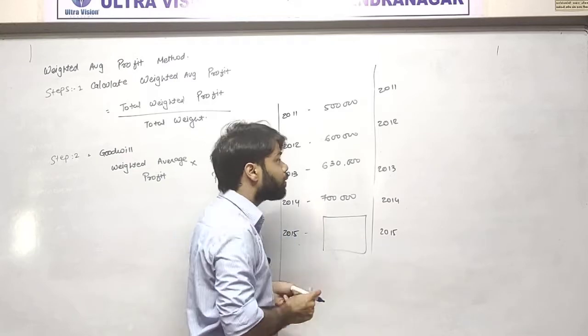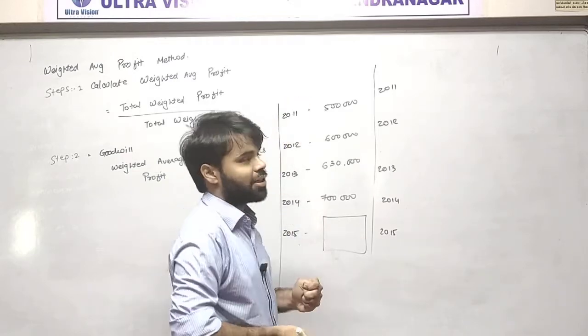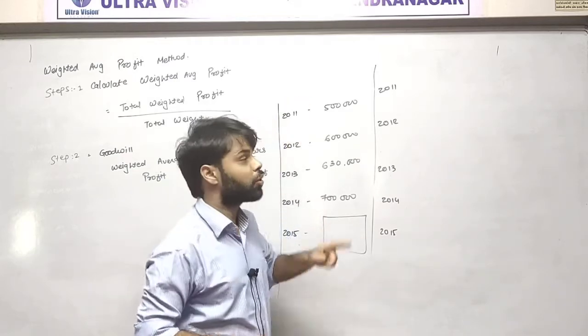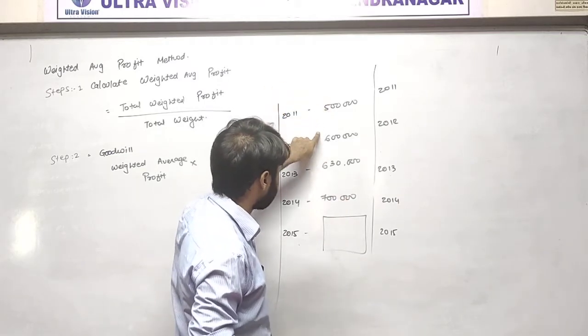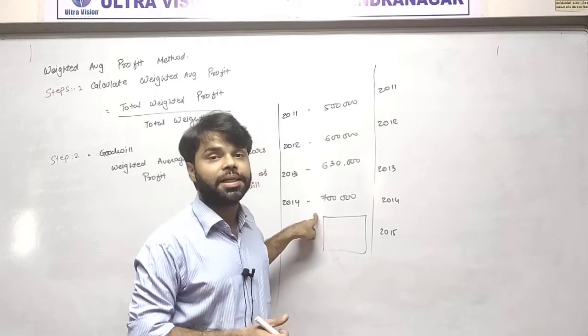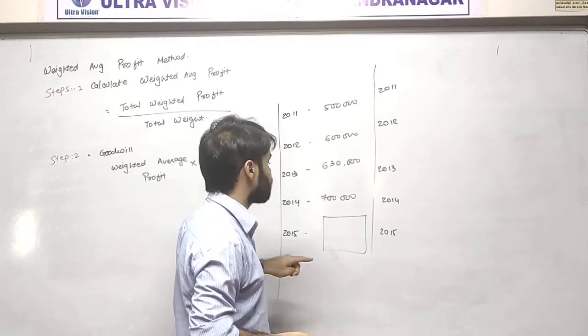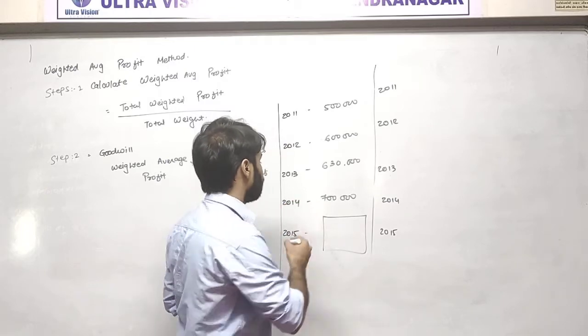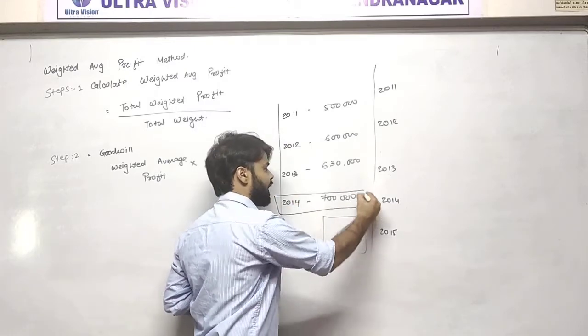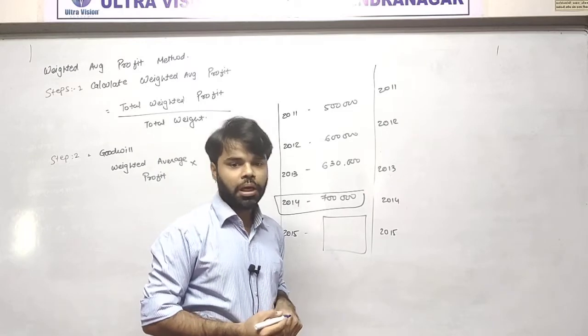Why do you say that, when in 2011 it got only 5 lakhs rupees? You say, sir, never mind that in 2011 it got 5 lakhs. But the profit is in an increasing trend. So it's pretty well sure that in 2015 profit will definitely increase. So you should give more importance to the recent profit of 7 lakhs rupees.